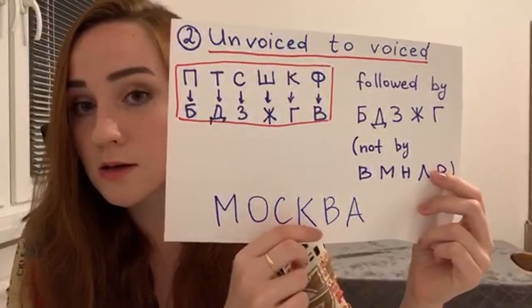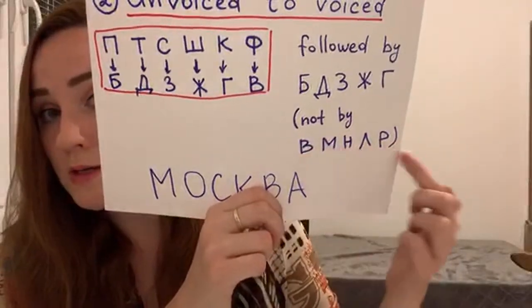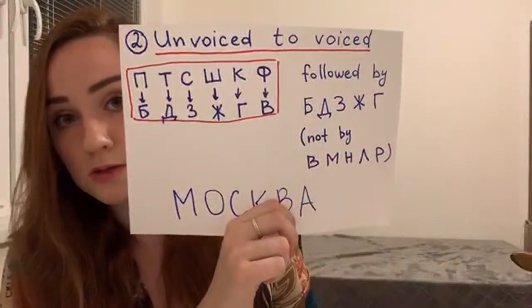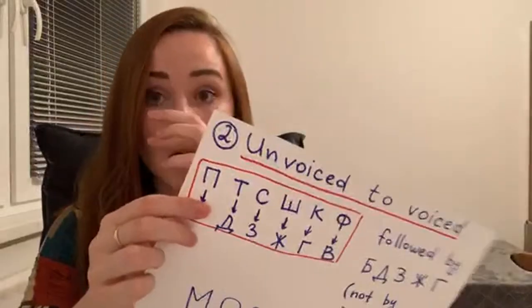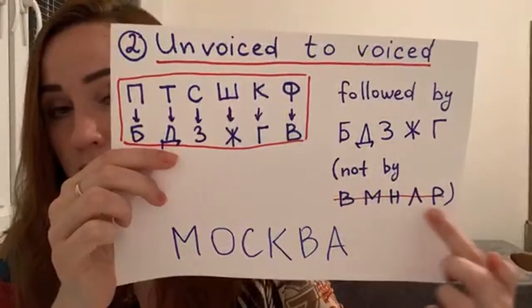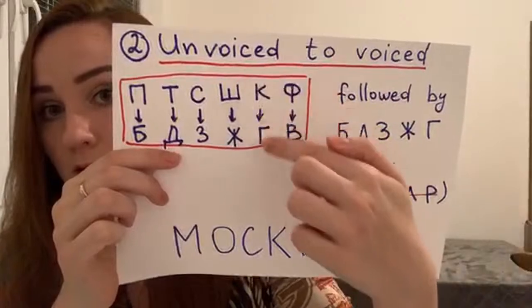Sk, because it's V. So these letters don't affect the unvoiced ones. So let me even kind of, I don't know, line them out from here. Again, I really hope that you are writing it down. So these don't count. Only followed by these ones, they become voiced.